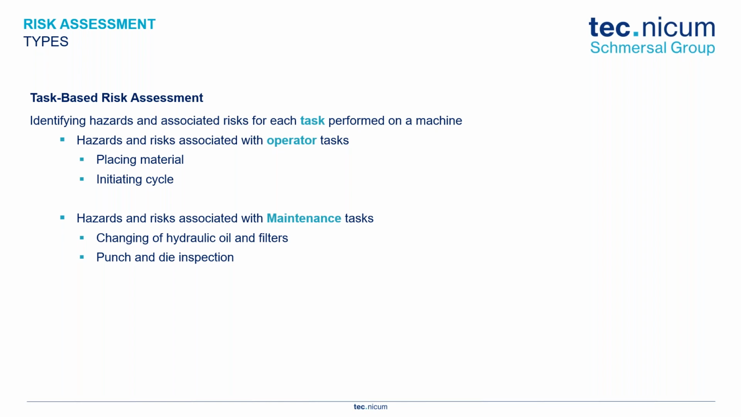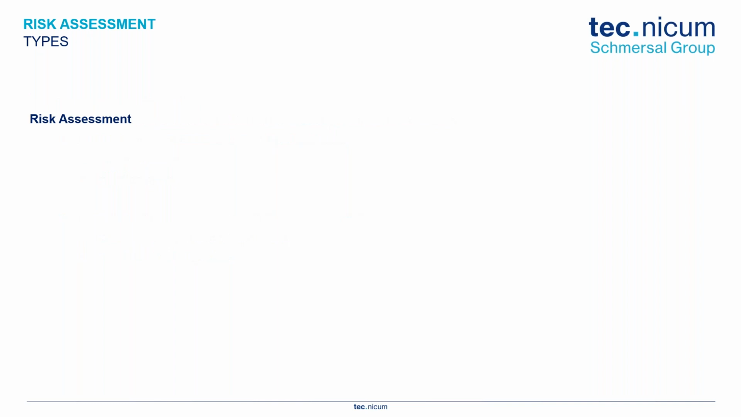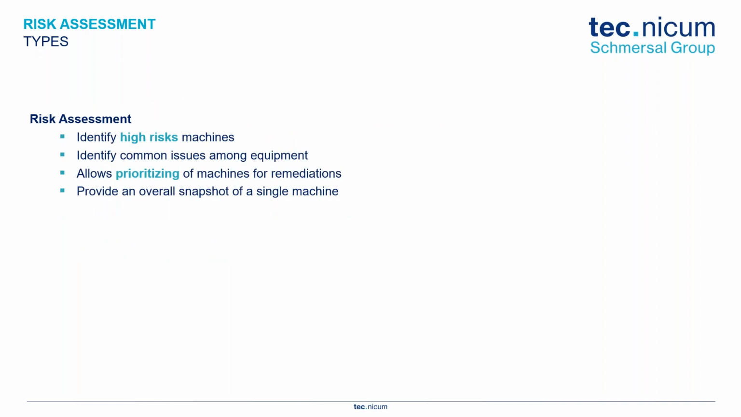Now, there are certain benefits to doing one over the other, but again, they both have to be done. So the question is when, right? When do we do an overall machine assessment, and when do we do the task-based assessment, right? So the overall machine risk assessment is going to help you identify high risk machines. So if you are doing an assessment for an entire plant, or for a cell, you can do these overall assessments, and then you can identify these high risk machines.